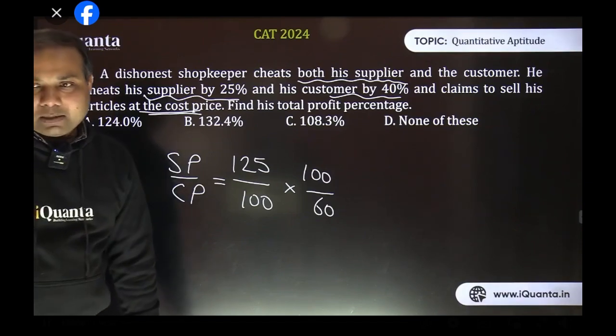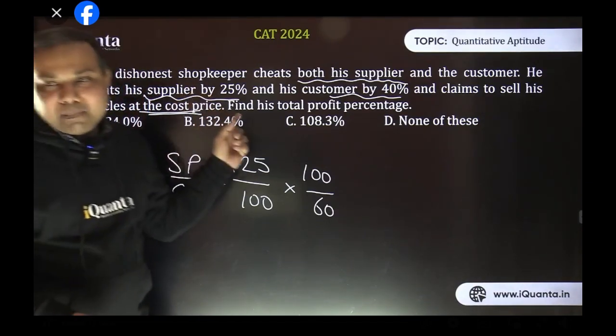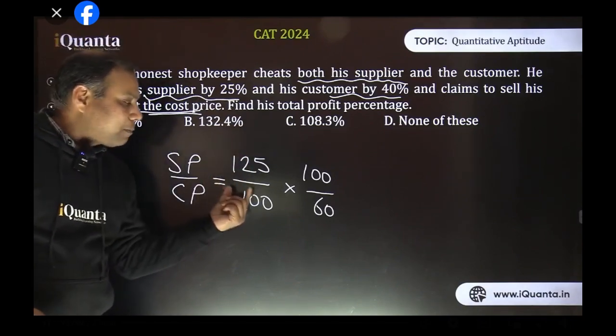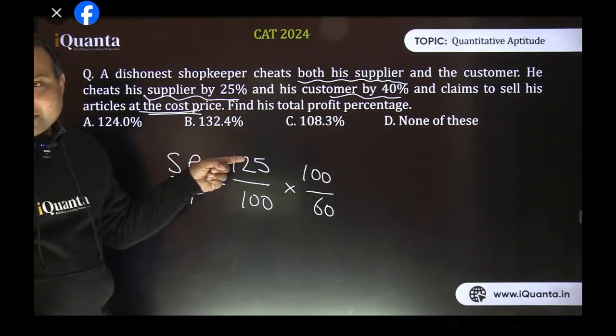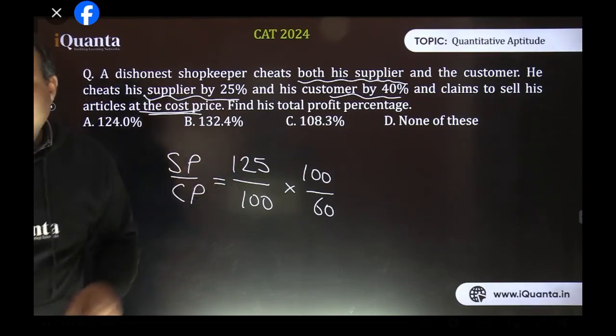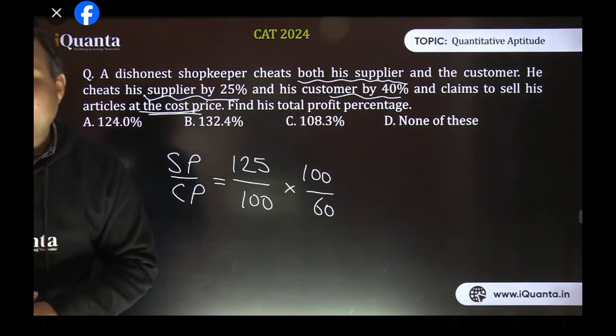Is it okay? Let me repeat. Please be very careful. What is happening? In the first case, he cheats his supplier by 25%. That means for the amount he is paying to the supplier, he is taking 25% more quantity than that. Kritika, if he is paying 75, then he is not taking goods worth rupees 100. That would be 33 1 by 3% more, right?